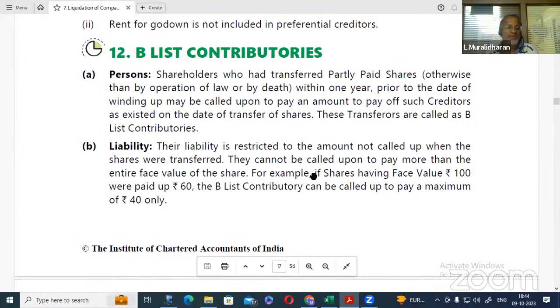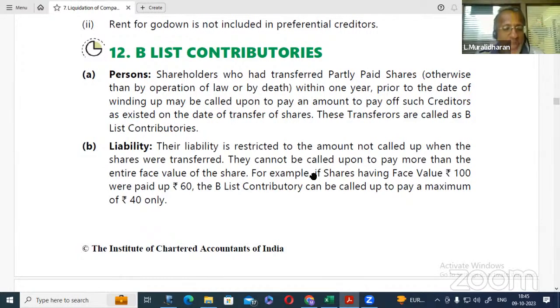Now look into the B list of contributors, shareholders who transferred partly paid shares, otherwise than by operation of law or by death. That is considered to be transmission. Otherwise than by operation of law or by death would be referred to as transmission of shares. In corporate law, what is the difference between transfer and transfer? Transfer means a voluntary transfer of shares to another person. Where shares are transferred without a voluntary transfer, they are referred to as transmission. Anyway, I just made the point.